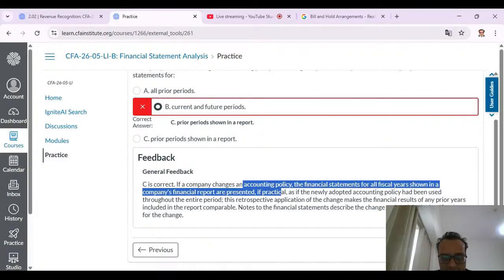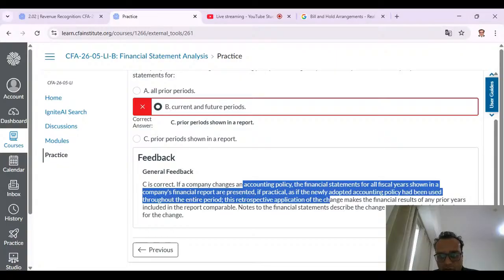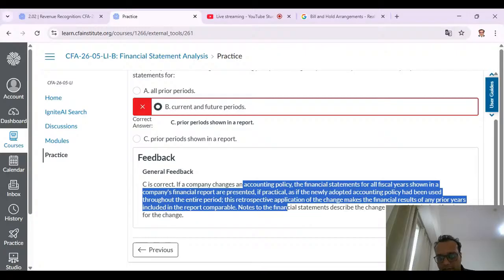If the company changes an accounting policy, then the financial statements for all fiscal years shown, if practical, are restated as if the newly adopted policy had been used throughout the entire period. This retrospective application of the change makes the financial results of any prior years included in the report comparable.